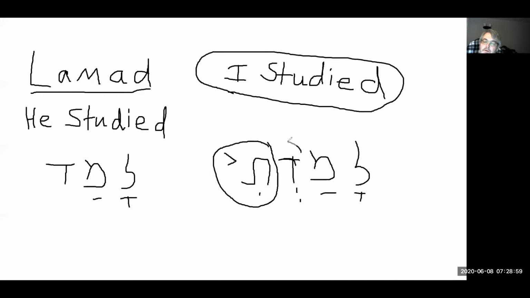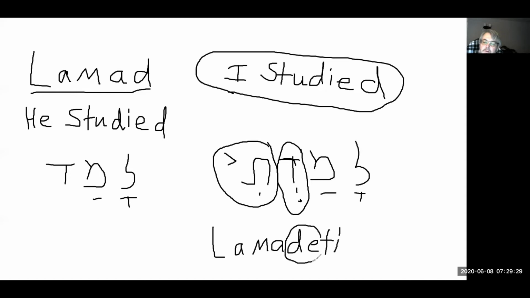When you do ani, it's the same, whether you're masculine or feminine. So you get lamadti, except the shva here, that's the troublesome part. Sometimes the shva is silent, and sometimes it's not, so you just have to learn which ones are and which ones aren't. So if I'm sounding this out, you get lamadeti, lamadeti, right? See, the shva in this case is not silent, it's that little short e sound. So in shamar it was silent, the shva was silent. In lamad, the shva has a sound. So you just have to memorize which ones have a sound and which ones are silent.